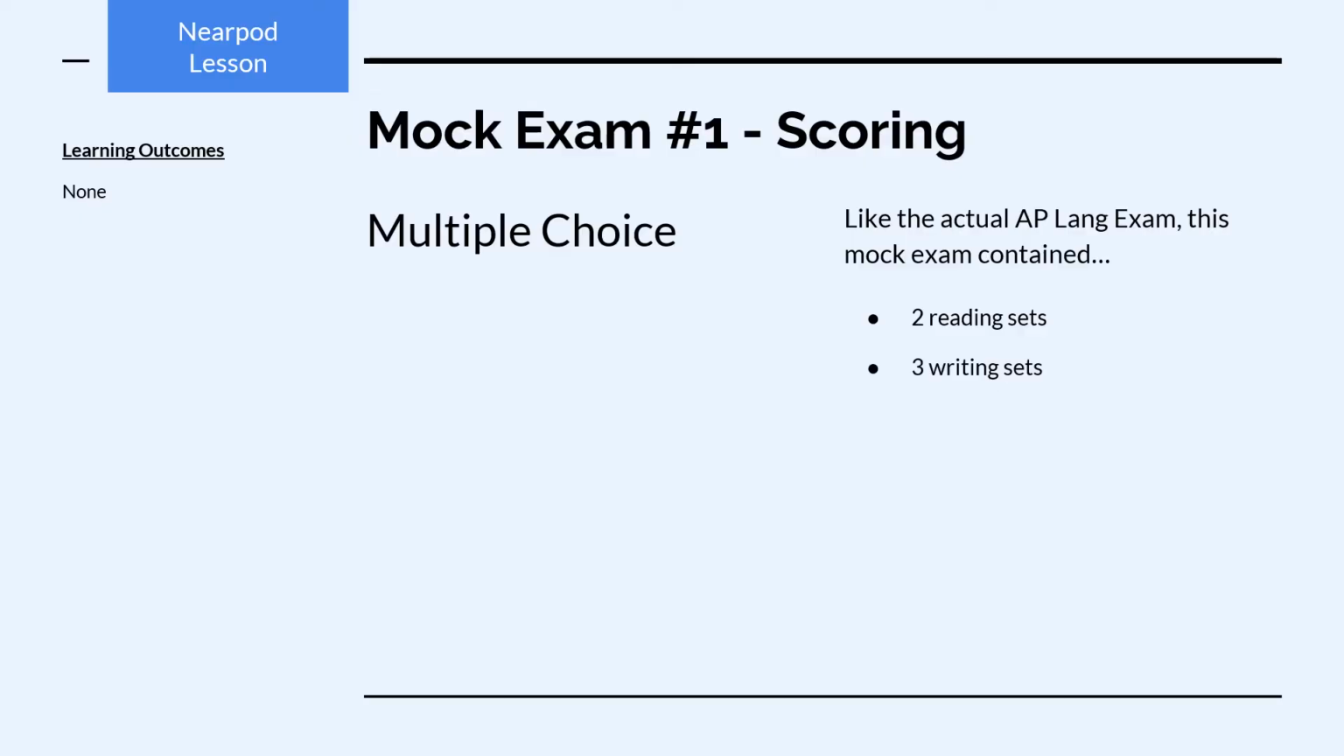Let's start with the multiple choice section. Just like the actual AP Lang exam, this mock exam contained 2 reading sets and 3 writing sets of multiple choice questions. A set is just a set of questions belonging to a particular passage. So we had 2 different reading passages and 3 different rough draft writing passages to answer questions about revision on.